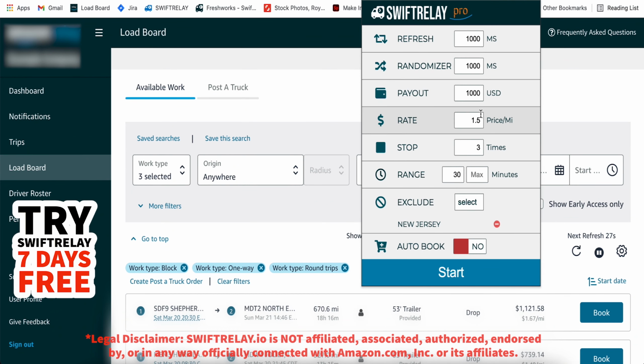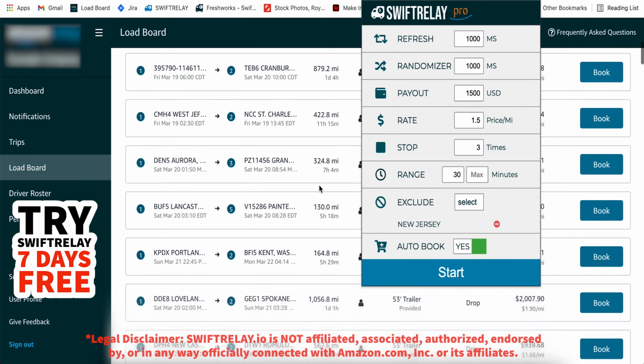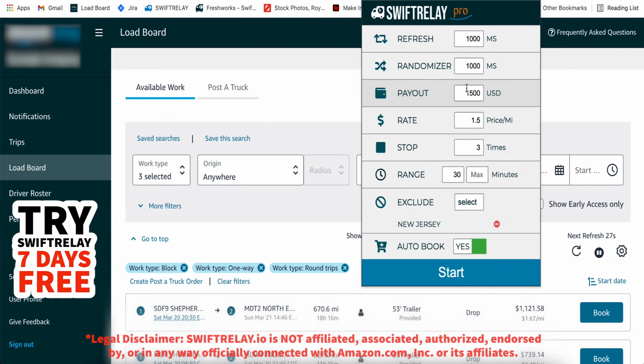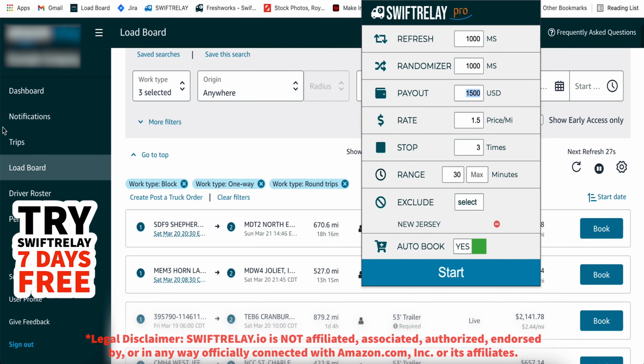So let's say for this presentation, we're going to use the Autobooker, but this time we want to book a load that is, say, 1,500, and hit start. So you don't see the highlight here. Why? Because it already booked it. It already found the load that is similar to what you're looking for, and maybe at a higher pay rate and higher payout, and it already booked it. So you can go to your trips and see it, and then go from there.